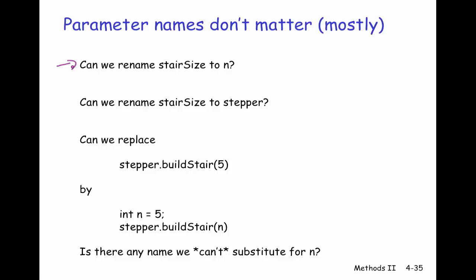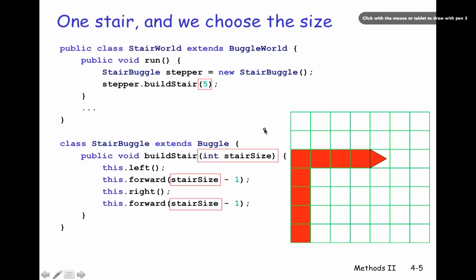Can we consistently rename it to n? Let's take a look at our definition to see what happens. So what we're asking here is, could we, instead of using stair size, instead use the name n? Could we go off and replace stair size by n everywhere? What would that do within the Java execution model?